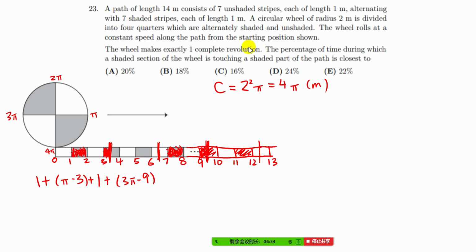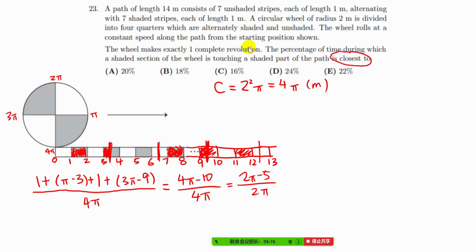And then those are all of the parts when the shaded section of the wheel is touching a shaded part of the path. And then the total amount of the path that the wheel passed would be 4 pi, which is the circumference of the wheel. And then this would be (4 pi minus 10) over 4 pi, which equals (2 pi minus 5) over 2 pi. And then this isn't an integer, and it asks us what it is closest to.